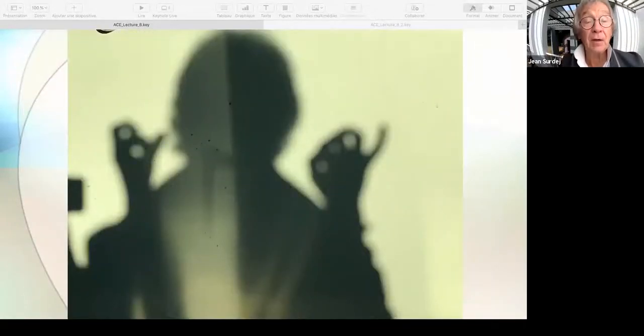Here you see my shadow, and I'm creating solar disks by putting my fingers very close to each other and creating holes between them. And so, if you multiply the diameter of such a disk by 114, you would know exactly the distance between my hand and the wall.